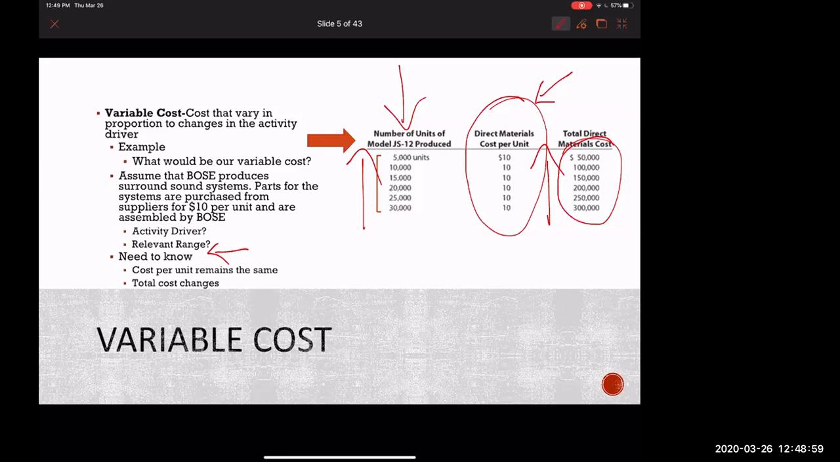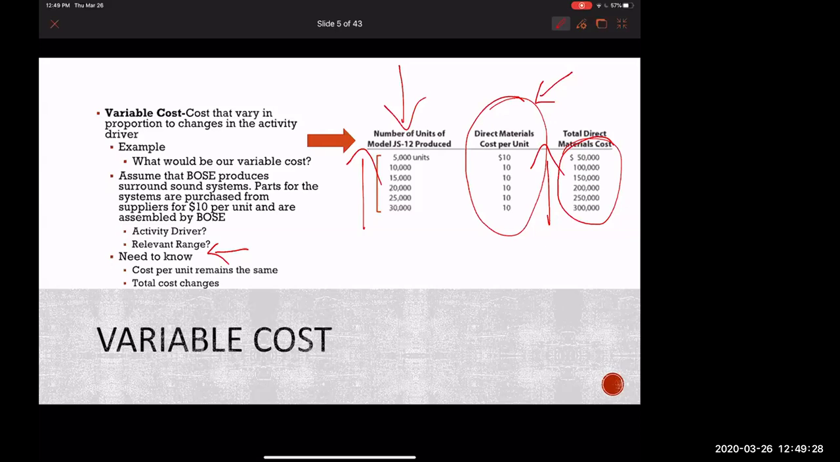However, when we're looking at variable costs, our total cost changes. When we produce 5,000 units, it costs us $50,000 in direct materials. When we produce 10,000 speakers at $10 per unit, it was $100,000, and so on and on. So with variable costs, our total cost changes as we produce more speakers.